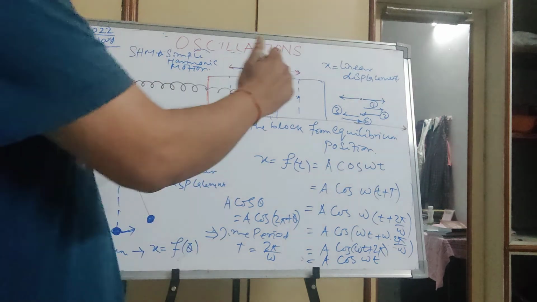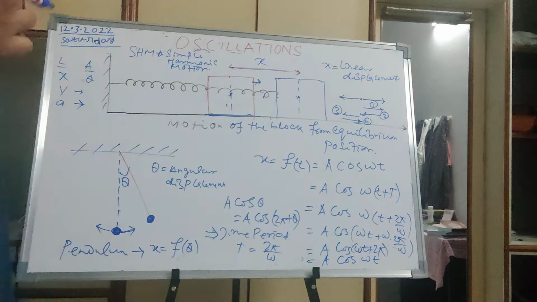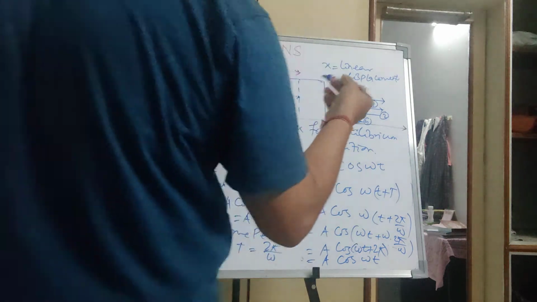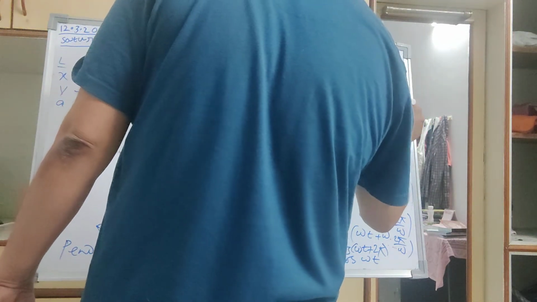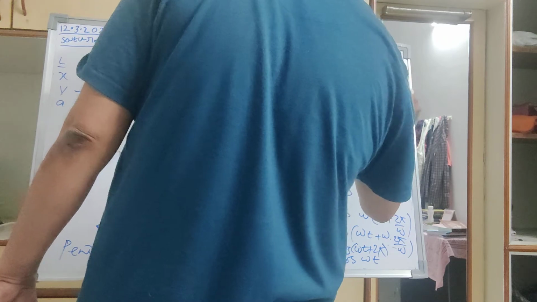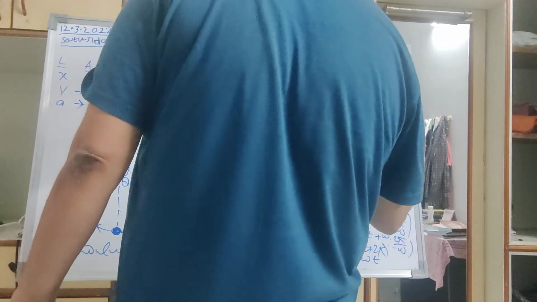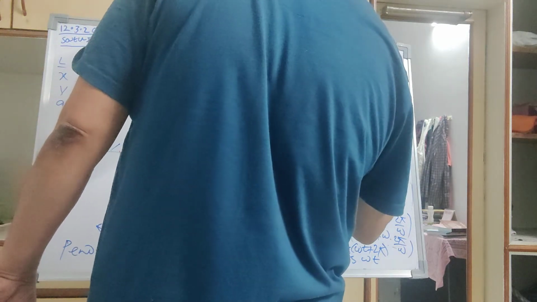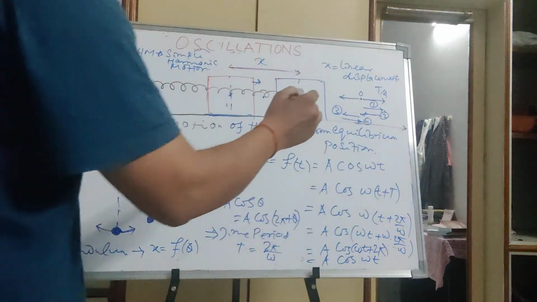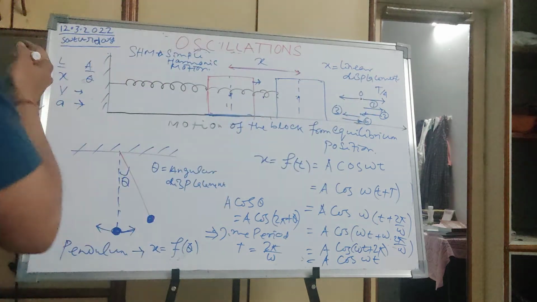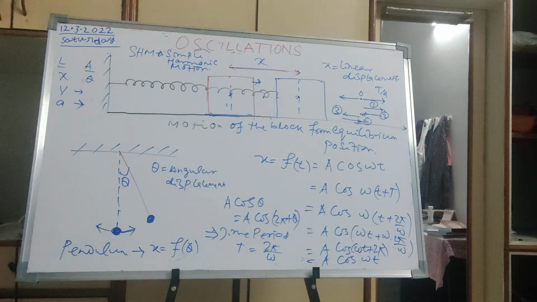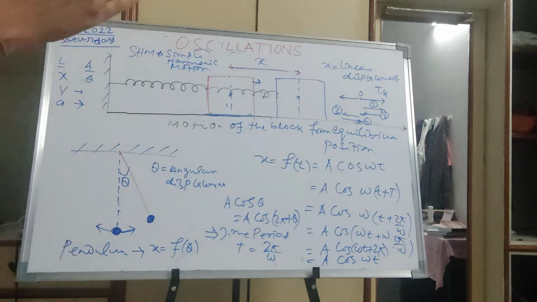So the motion is nothing but your x, your displacement. Initially, for a time of T by 4, it will go from here to here. Then for another T by 4 it will come back. Then for another T by 4 it will overshoot the original position and come back. Then for another T by 4 it will again go back to the original position.